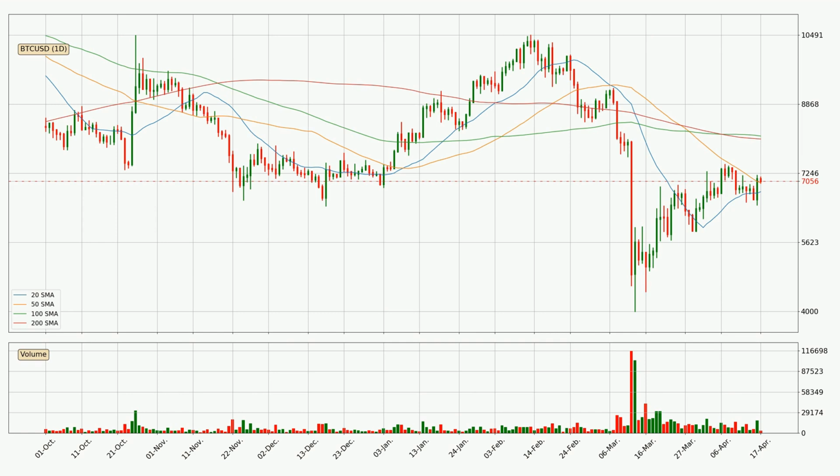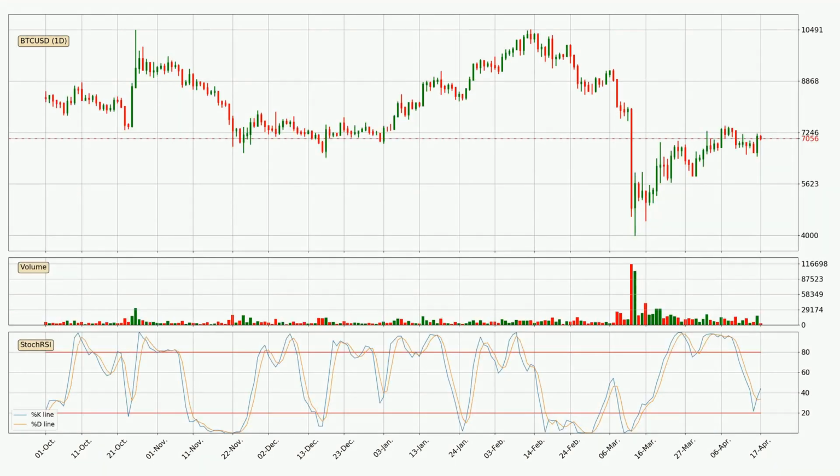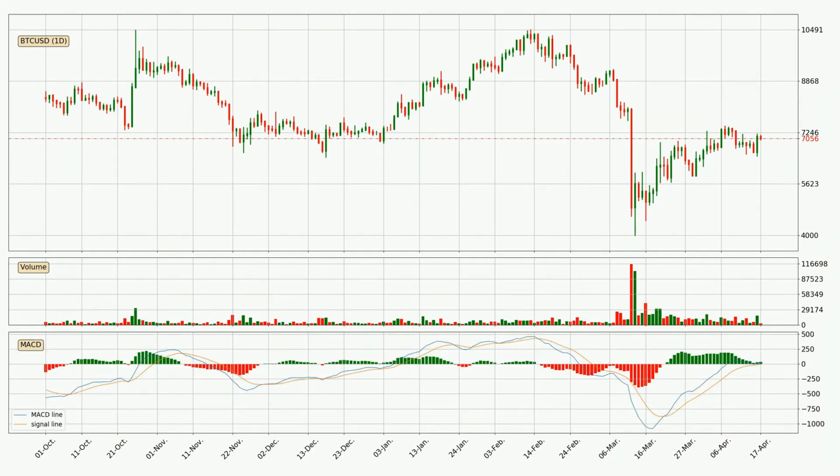Looking at the daily stochastic RSI, there are no signs of the stochastic RSI being oversold or overbought at this time, but because the %K line is over the %D line, we can deduce that the trend is currently on the up. Looking at the daily MACD, the MACD line is above the signal line, which shows that the current trend is on the upside.